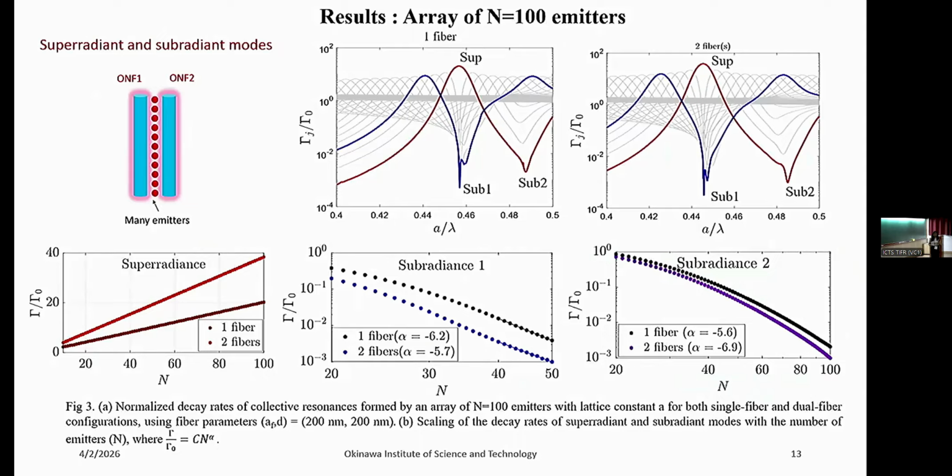As we increase the number of atoms, for one fiber they increase, but for two fibers they are more pronounced. And in the superradiant peaks, even this slope is increasing for the two fibers as we increase the number of atoms. We can use this two-fiber system to create subradiant modes, which can be exploited for quantum memories later.